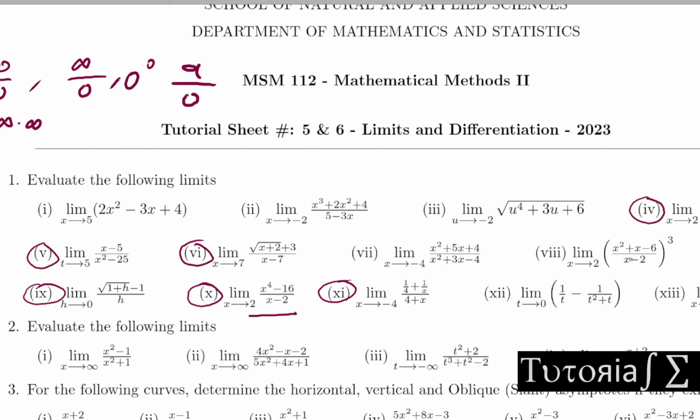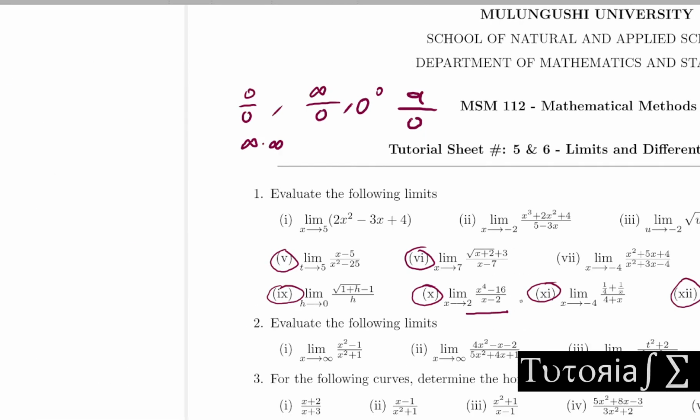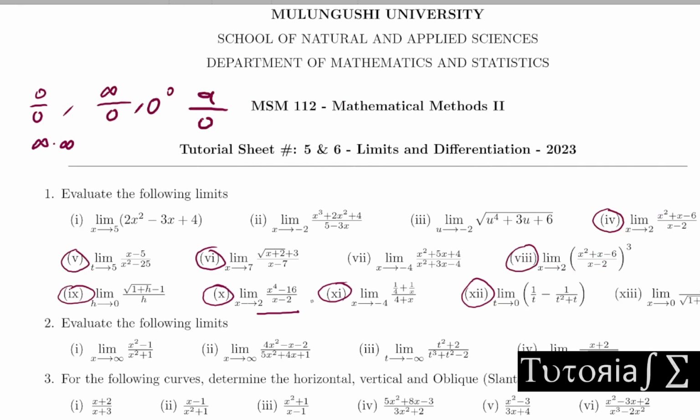Here, this is also undefined. It's the same procedure. This is 1 over 0 minus 1 over 0. This is also undefined when you plug in directly. So basically these are the questions that we are going to look at in this video. I'll just do one problem and you should be able to do the rest of the problems.